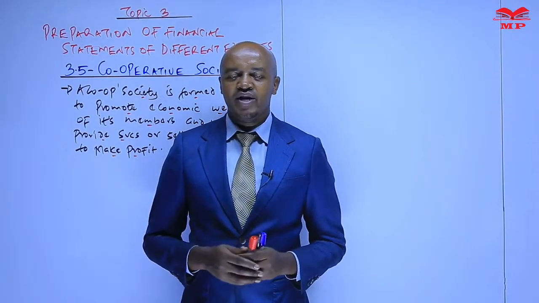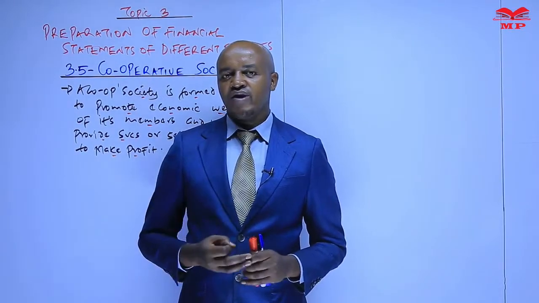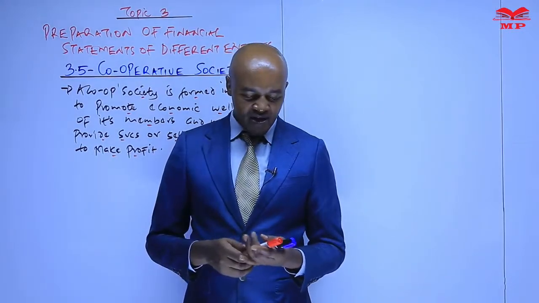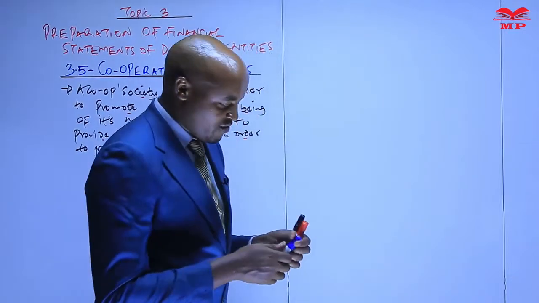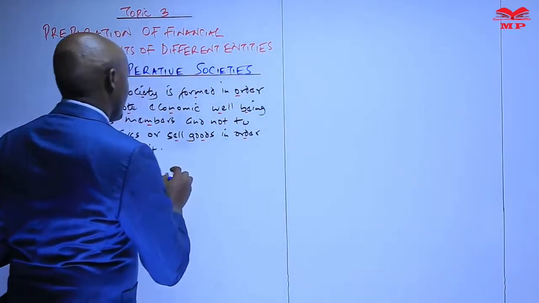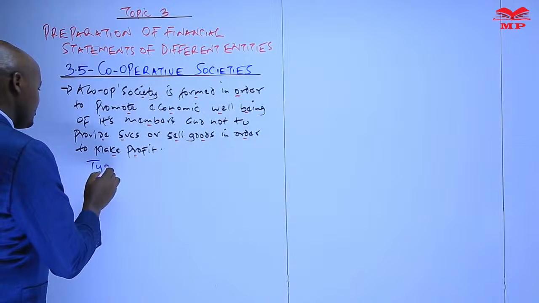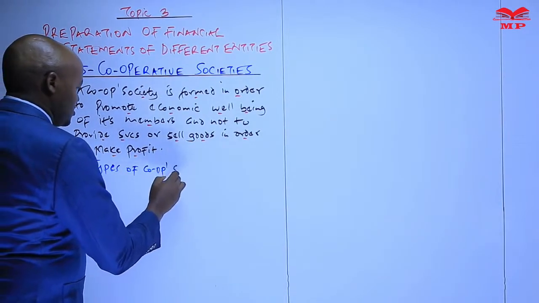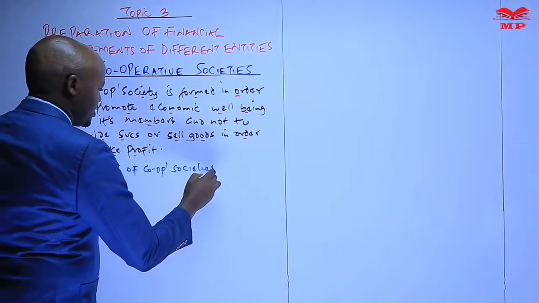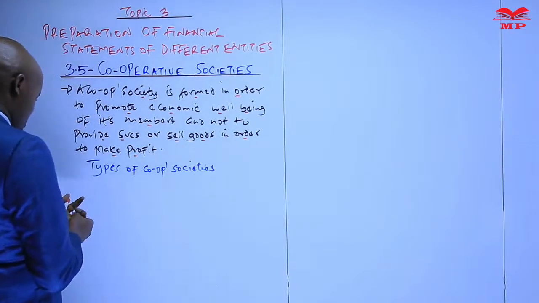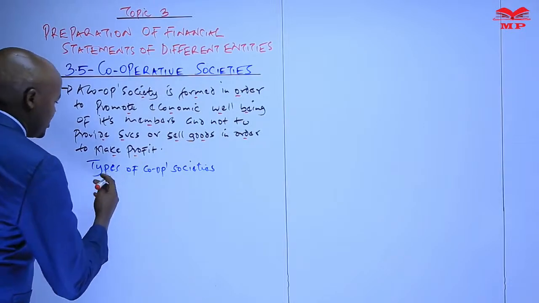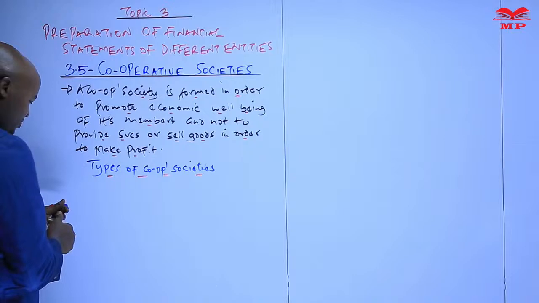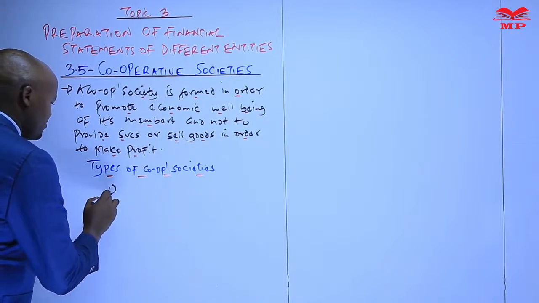Now, according to the Cooperative Societies Act, we have three types of cooperative societies which can be registered or formed in accordance with that act. So in this case, we can look at the different types of cooperative societies which may be registered in accordance with what we refer to as the Cooperative Societies Act. Number one, we have something called a primary society.